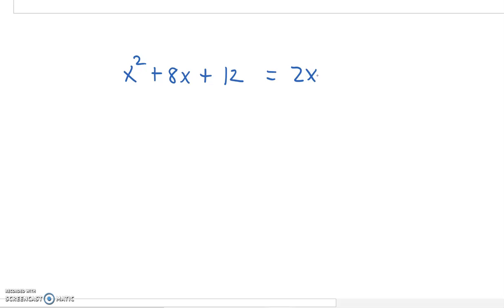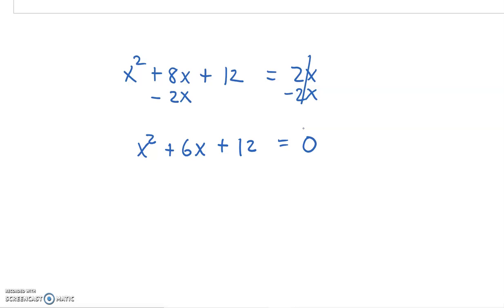Okay, we need everything to be on the same side, right? So we're going to subtract that 2x from both sides first. That gives me x squared plus 6x plus 12 equals 0. Again, this doesn't look like it's factorable. We could complete the square here or use the quadratic formula.